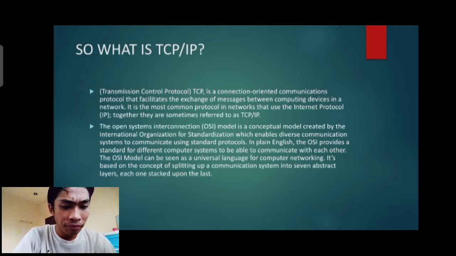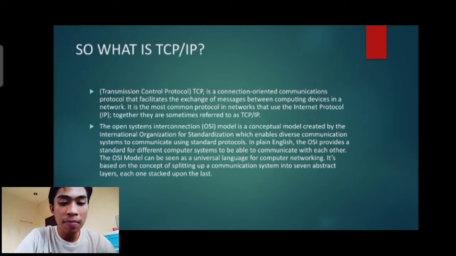So in plain English, the OSI provides a standard for different computer systems to be able to communicate with each other. So in other words, a protocol is like a law that is observed by all, or the rules, or the step-by-step rules. So the OSI model can be seen as a universal language for computer networking.